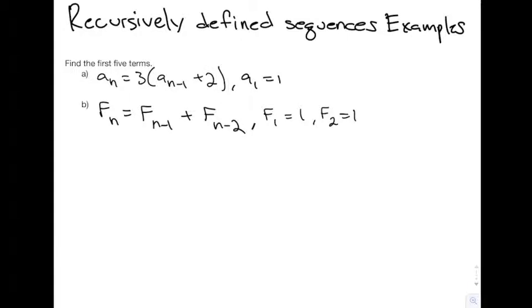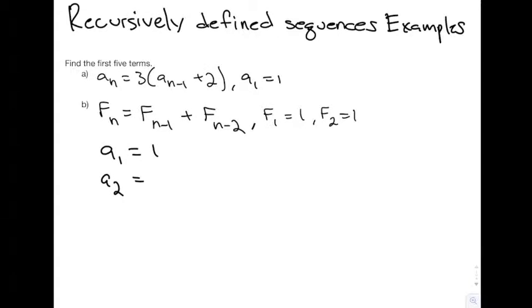Now we'll look at some examples with recursively defined sequences. So our question asks us to find the first 5 terms of the given sequence. Our first sequence is a sub n equals 3 times the quantity a sub n minus 1 plus 2, beginning at a sub 1 equals 1. So we've got a sub 1 equals 1.